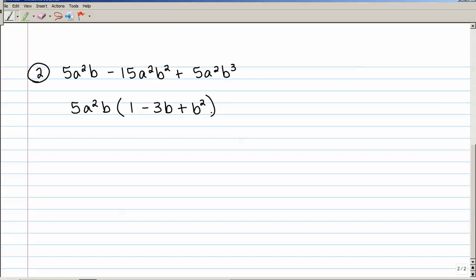So remember, to check, what I would want to do is distribute and see, do I get what I started with? That's going to give me 5a squared b minus 15a squared b squared plus 5a squared b cubed. So indeed it does check. So the factored form of my original polynomial is 5a squared b times the quantity 1 minus 3b plus b squared.